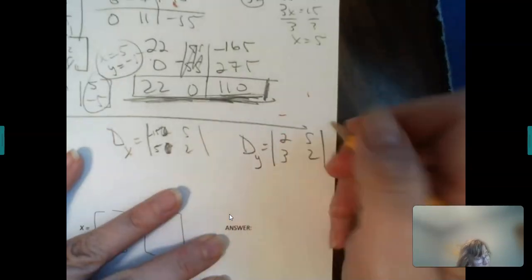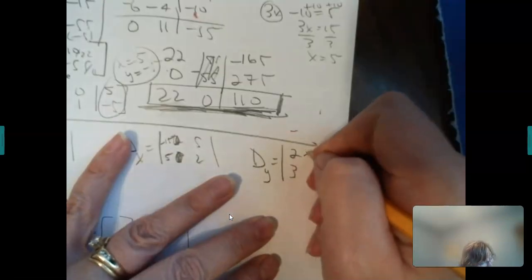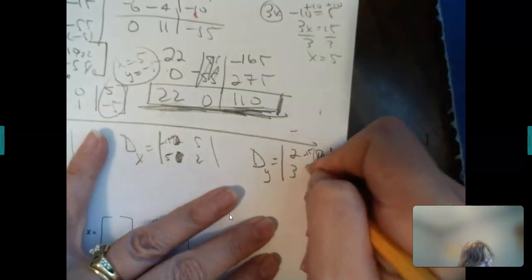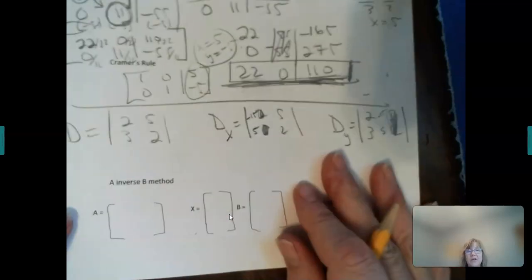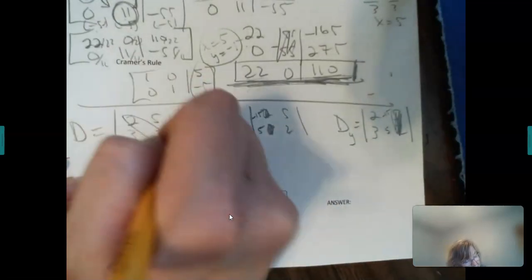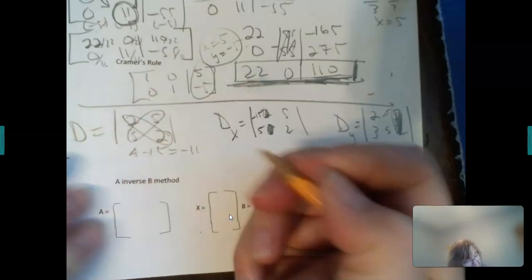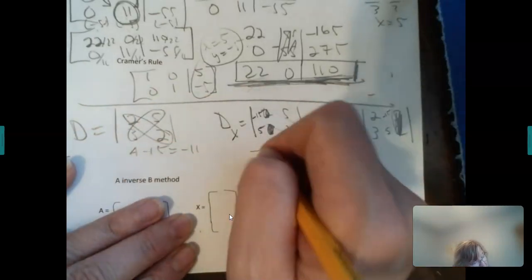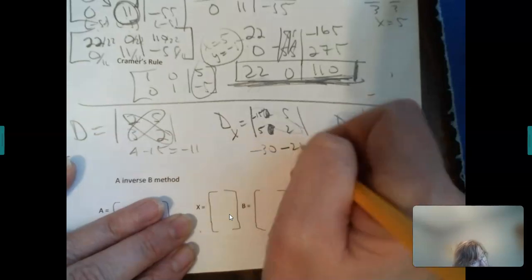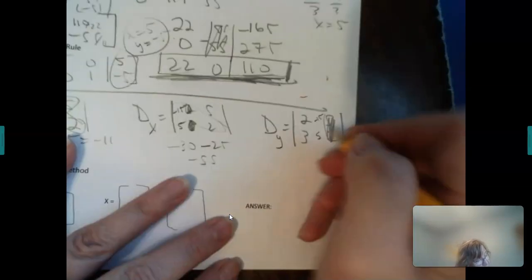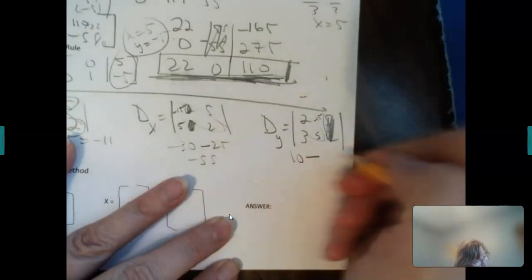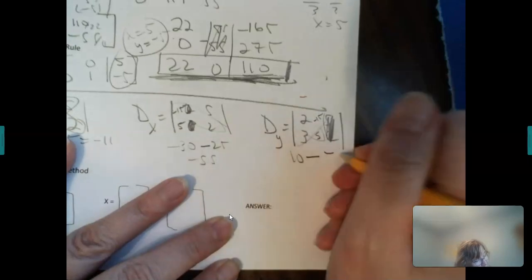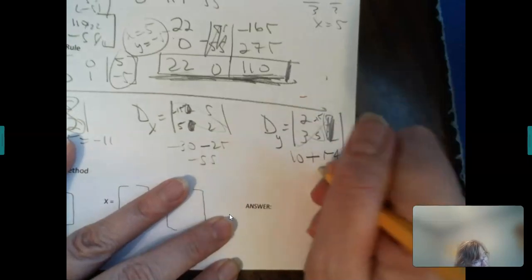Same thing here. dy means you're ditching the y and putting in the negative 15 and the positive 5 there. Okay, so now you're going to find all three determinants. So this is what? 4 minus 15 is negative 11. This is going to be negative 30 minus 25. That's negative 55. This is 10 minus, be careful, negative 45, so positive 55. You've got to watch that double negative.